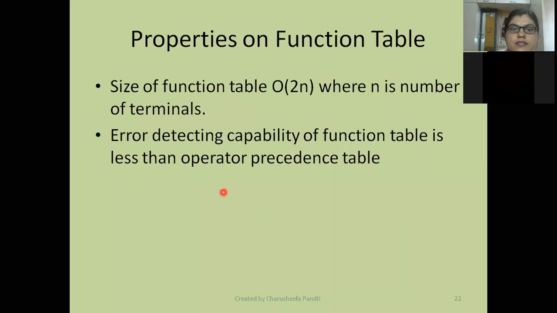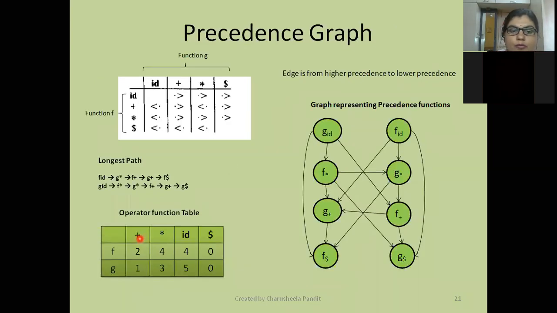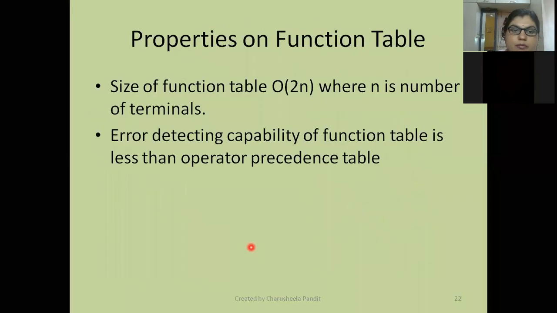So after this, you can see the size of the function table will grow in the order of 2n. That is, if we have 4 terminals, then the size of the operator function table will be 8. And if we have 100 terminals, then the size of the operator function table will be 200. Whereas in case of the operator precedence table, it was growing till 10000. So this is the reason you can save memory here.